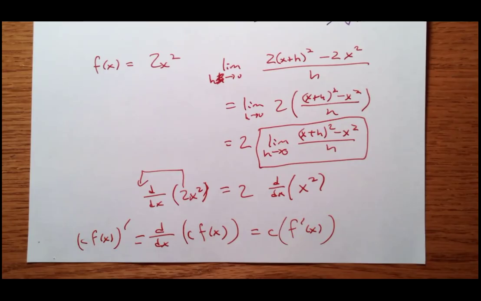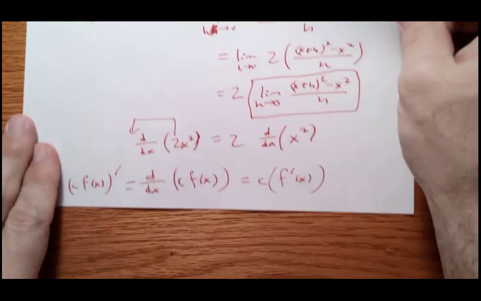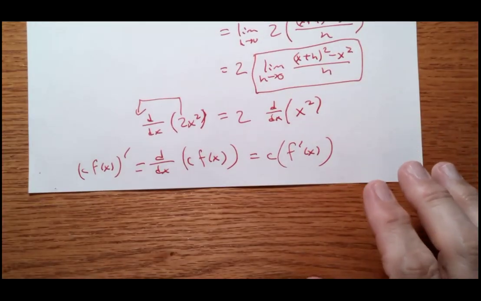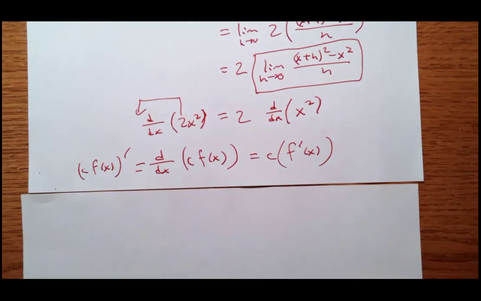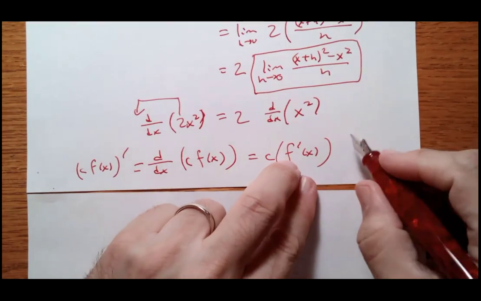But that means that just like with taking the power rule, I now have a rule for every constant multiple. I'm actually going to call that the constant multiple rule, just like our limit laws.